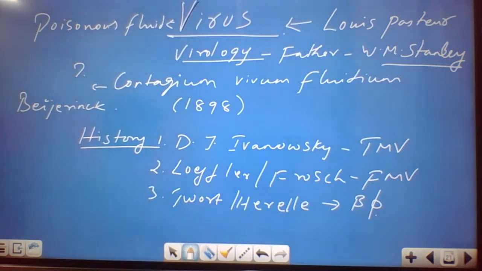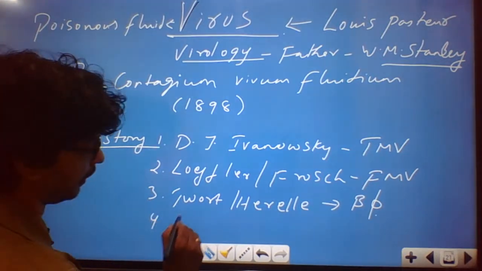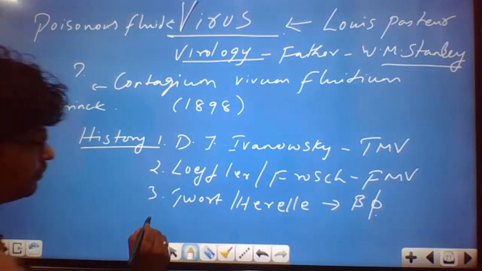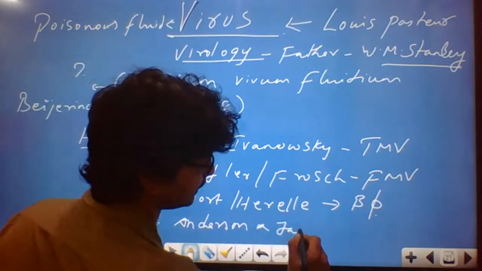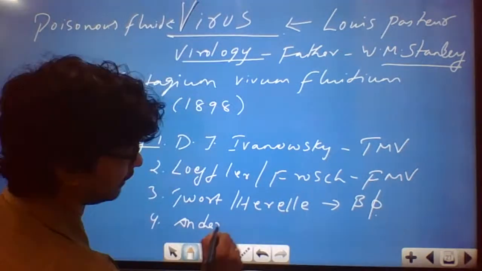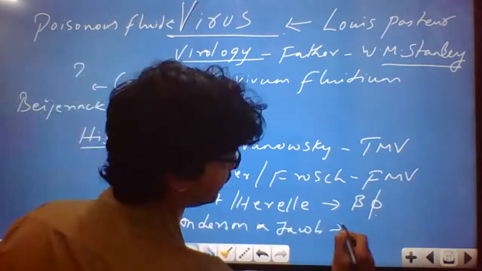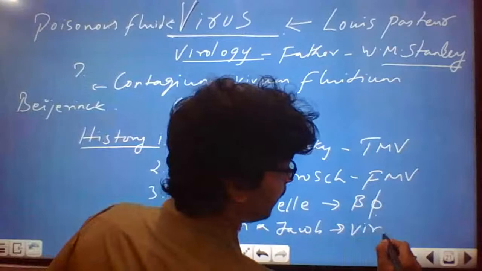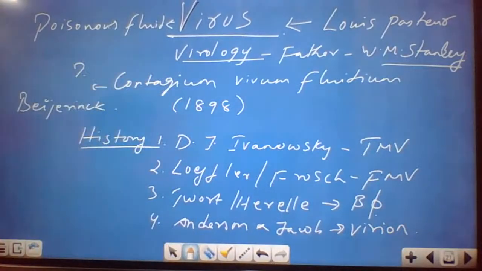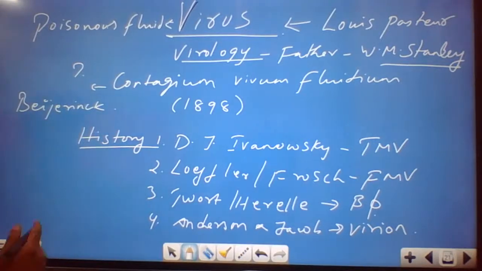And we have Anderson and Jacob. Guys, from this area you can get a question, because the historical perspective of virus gives information for this as well. Anderson and Jacob first proposed the virion. The structure we call virion was proposed by Anderson and Jacob. And we have Baltimore. Can someone tell me what is the main invention of Baltimore?